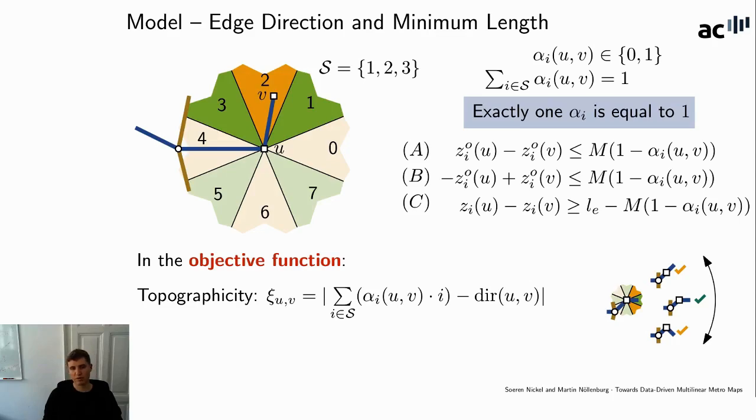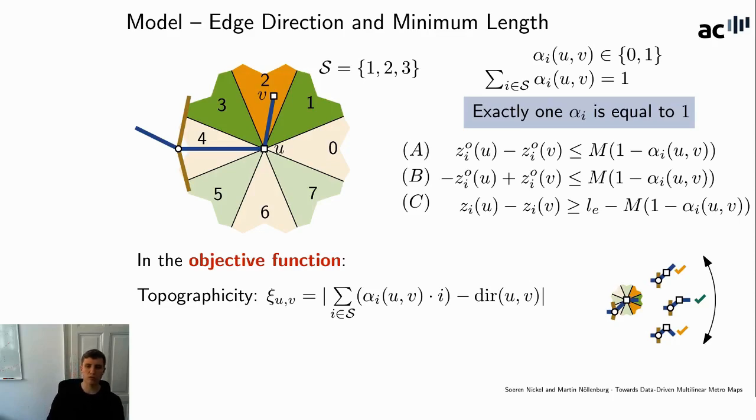In this second variable, this dir uv variable, we save the exact number of the natural direction. So this is the direction that the edge uv wants to be drawn in. If this is the same number, then we have the optimal solution, and this difference is 0. If there is an actual difference between these two things, then xi is not 0 but might be 1. If we allow more deviation, it might even be 2 or bigger.